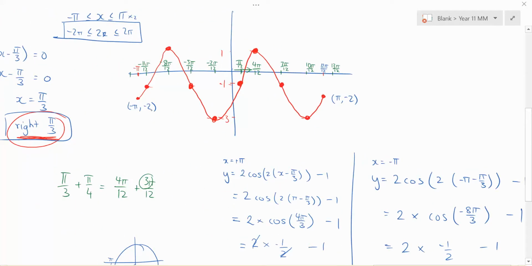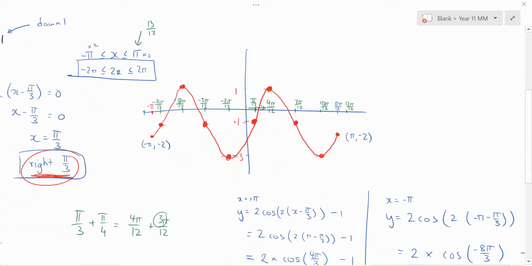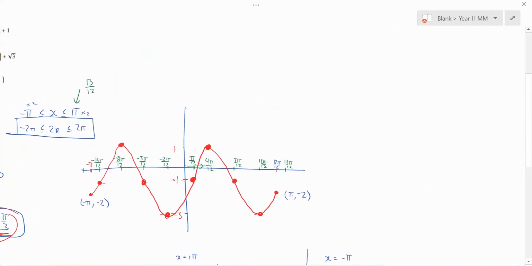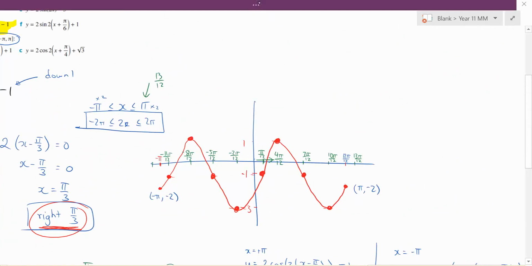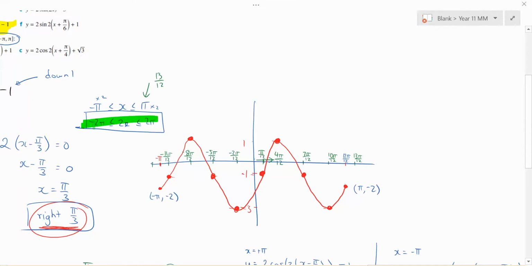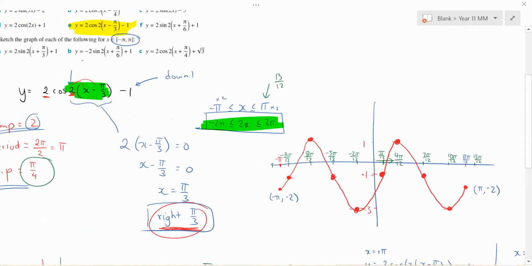Okay. So I got my endpoints. I got my shape. What am I missing? X-axis intercepts. Okay. So here we go. Now remember, I said this is the key part when you're solving x-axis intercepts. I said that if you have that 2 that we're focused on, that 2 there, that's got to matter. And the tricky part is there's that x minus pi on 3.